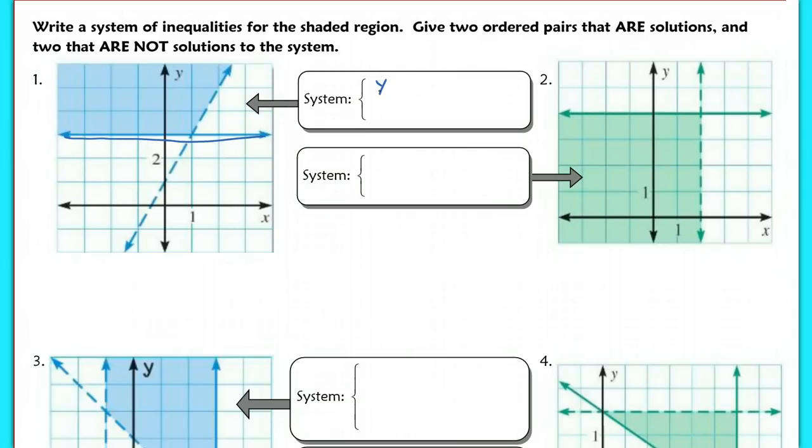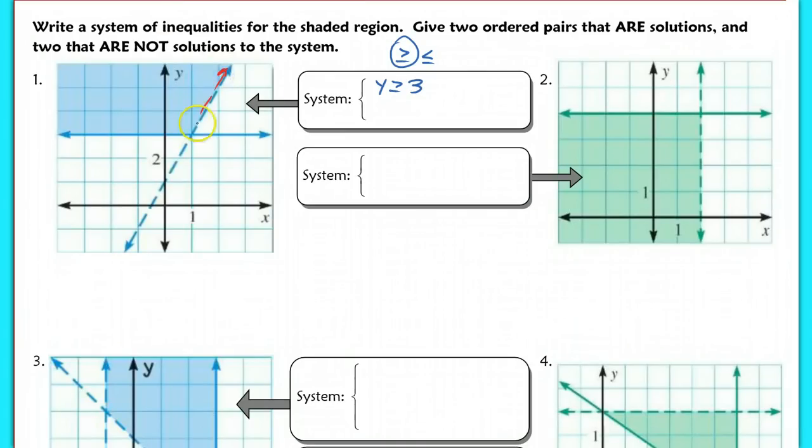Now it's a solid line, which means that we're going to select either the greater than or equal to or the less than or equal to. But when I look at the graph, notice how it's shaded above that line, the overall solution. So I'm going to pick the greater than or equal to symbol. So this line is y is greater than or equal to, and it goes through the point 3, so it's y is greater than or equal to 3.